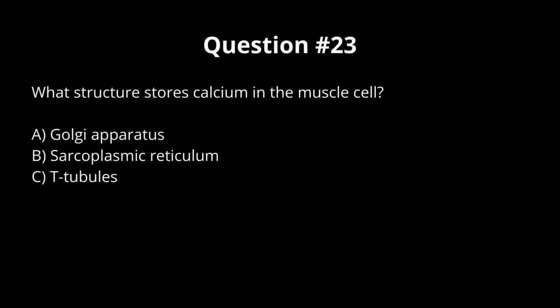Question number 23. What structure stores calcium in the muscle cell? A. Golgi apparatus. B. Sarcoplasmic reticulum. C. T-tubules. The correct answer is B. The sarcoplasmic reticulum acts as a reservoir for calcium ions, releasing them upon stimulation to enable contraction.